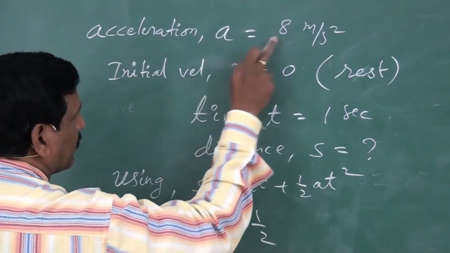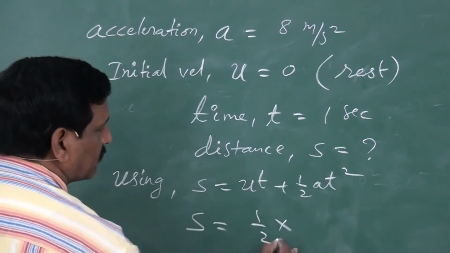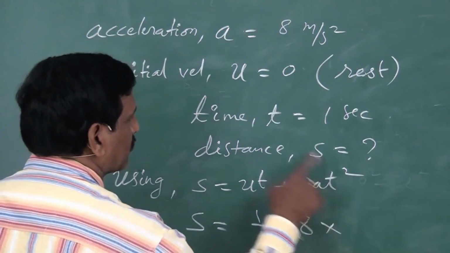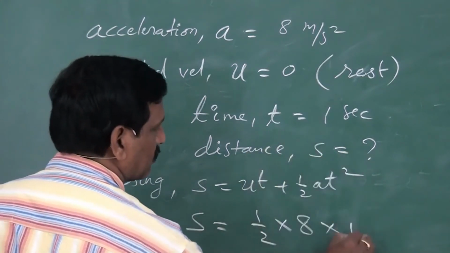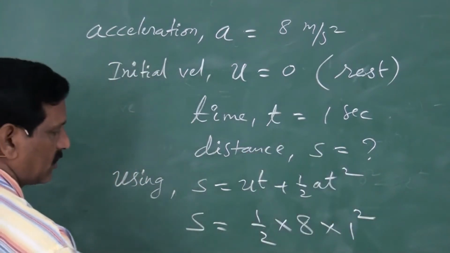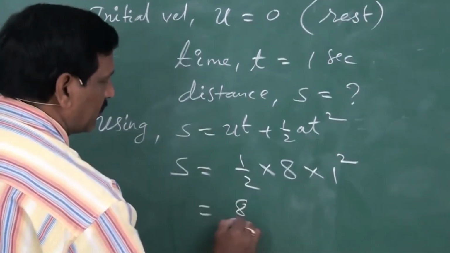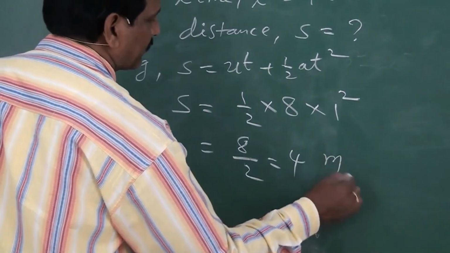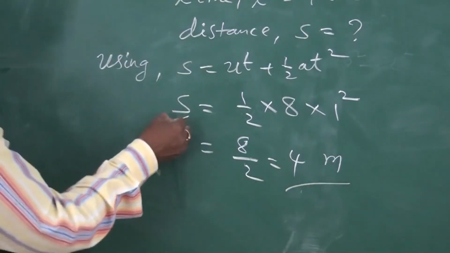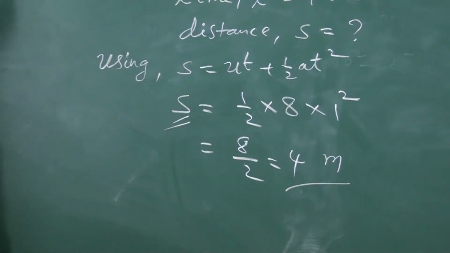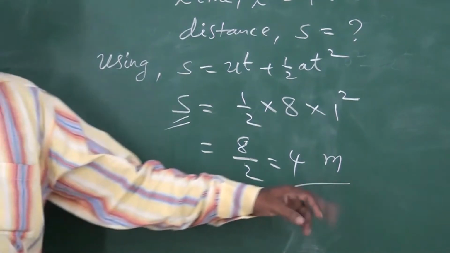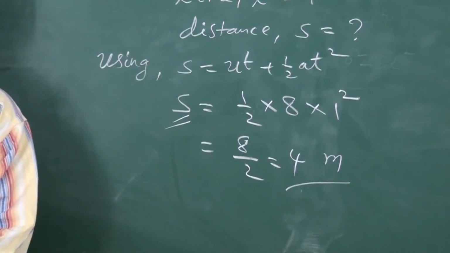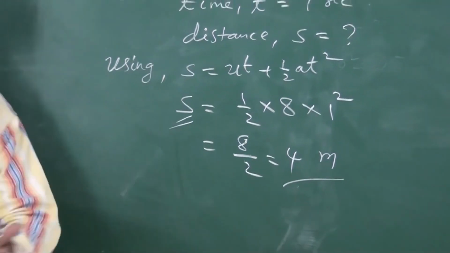What is A? A is 8. So, half into acceleration 8 into t square. What is time here? 1 second. So, 1 square. Then 8 by 2, 2 fours, 4 meter, because this is displacement. Unit is meter. So, S is equal to 4 meter. So, distance covered in 1 second is 4 meter.